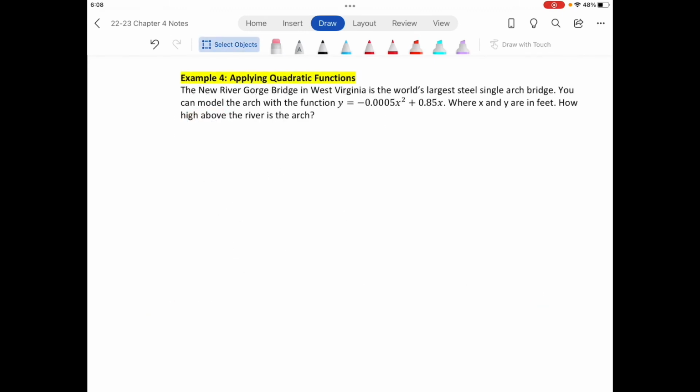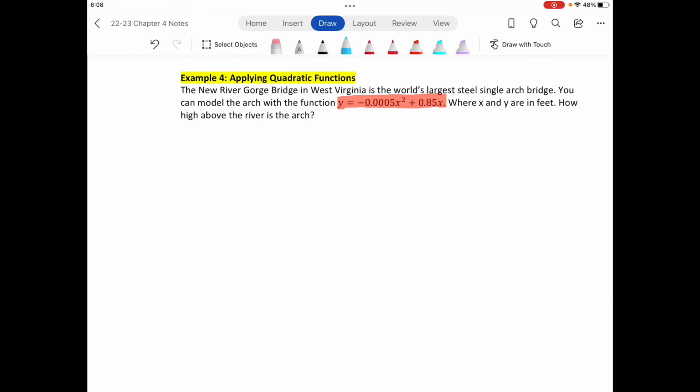Quadratic functions have lots of applications. One that you see but might not automatically recognize is a bridge. The New River Gorge Bridge in West Virginia is the world's largest steel single arch bridge. You can model the arch with the function y equals -0.0005x squared plus 0.85x, where x and y are in feet. How high above the river is the arch?